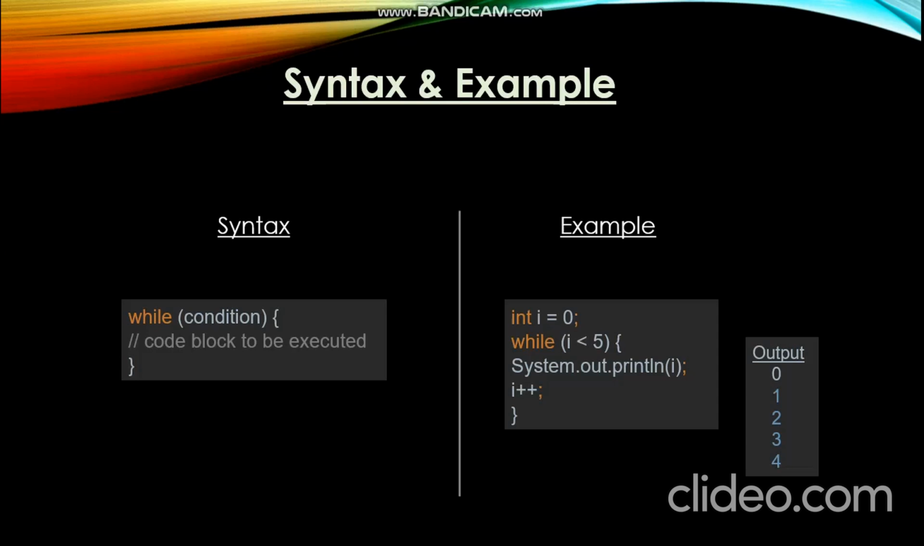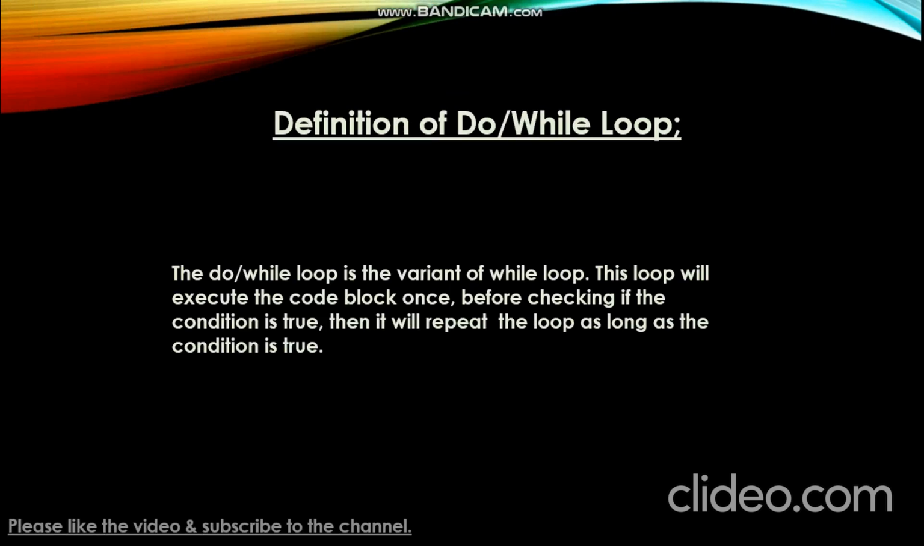Let's go ahead and see the do while loop. Here we have the definition of do while loop, guys, so let's try to understand this. It says the do while loop is a variant of the while loop. This loop executes the code block once before checking if the condition is true or not. Then it will repeat the loop as long as the condition is true, which means it's different from the while loop. In while loop, first of all, we were checking the condition, and as per the condition, if it's true, then we were printing the value. But here, before checking the condition, we print the value once, and then we will check the condition until it's true. Let's see the syntax and example.